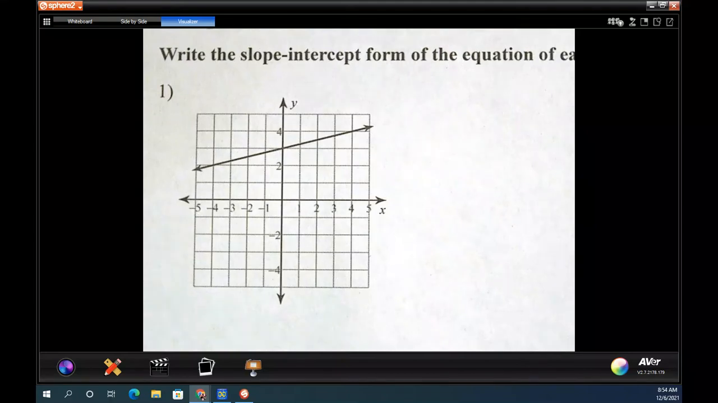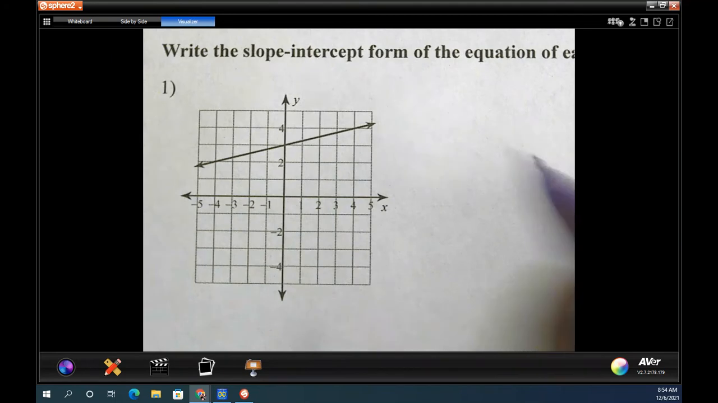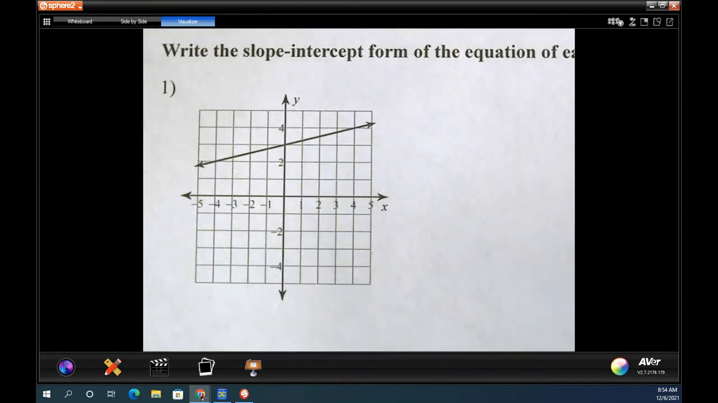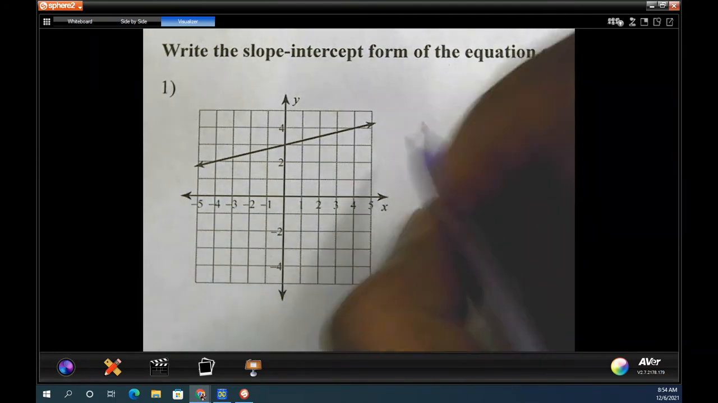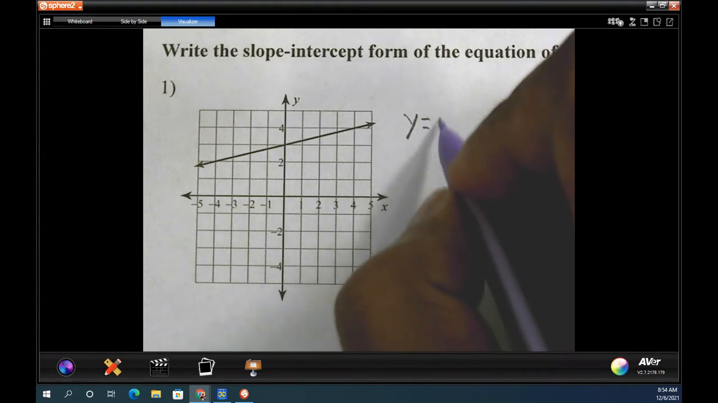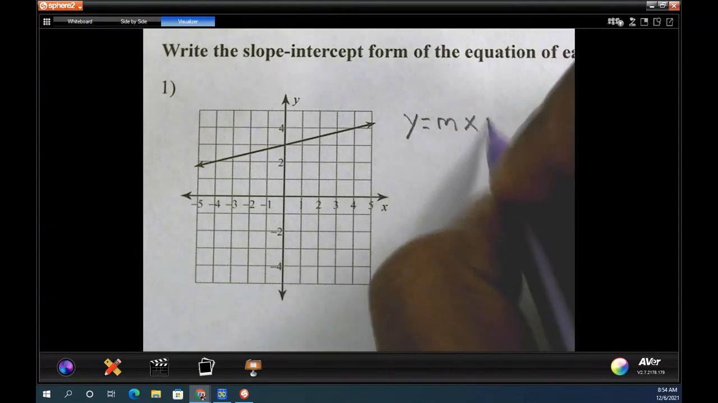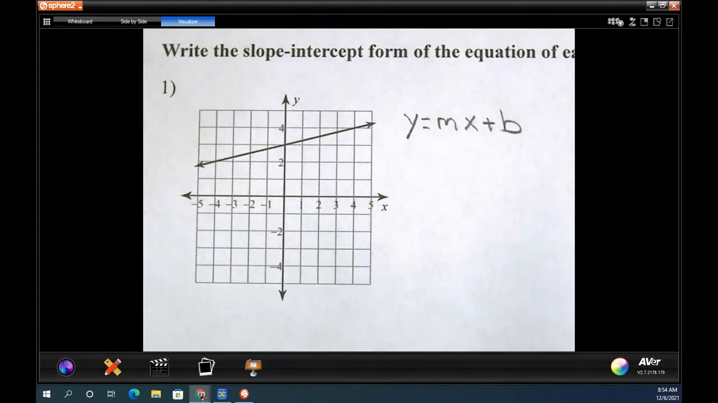Okay, write the slope-intercept form of the equation. Here's the deal. Some of you still don't know. What's slope-intercept form? Well, we all know it. But here's what you don't know. What are the two pieces you need to get in order for it to be in slope-intercept form?